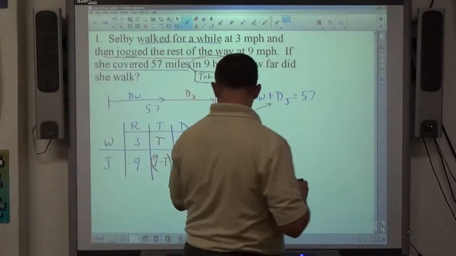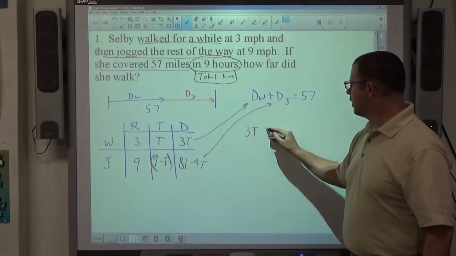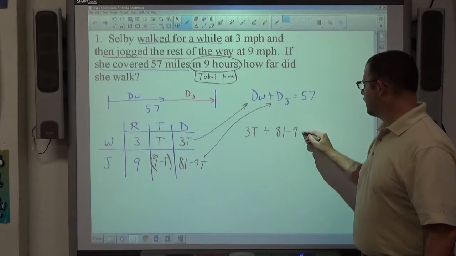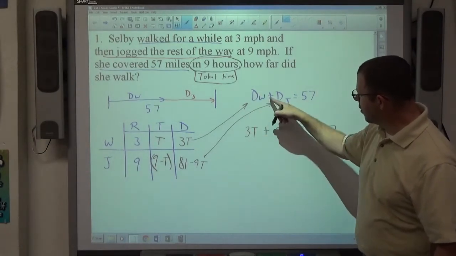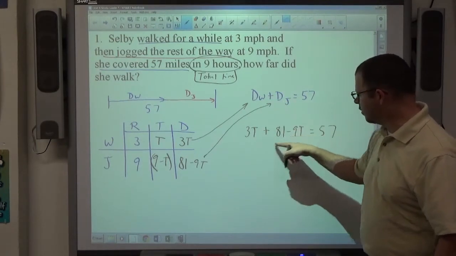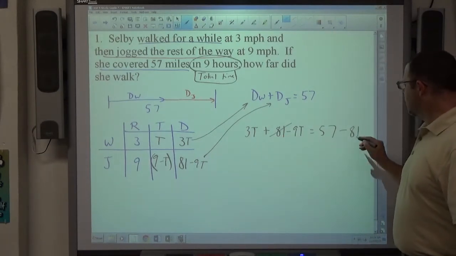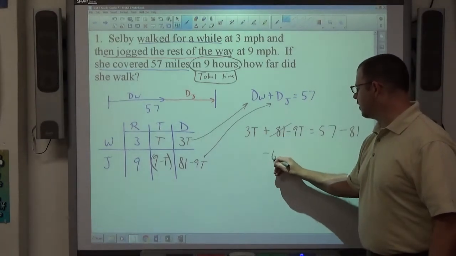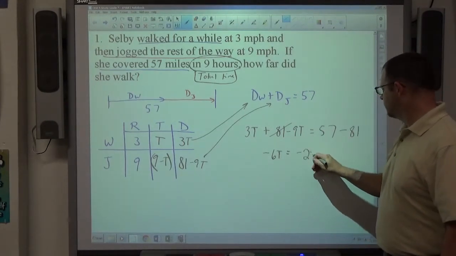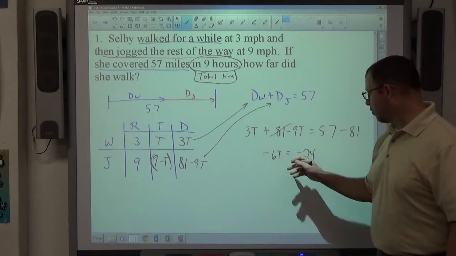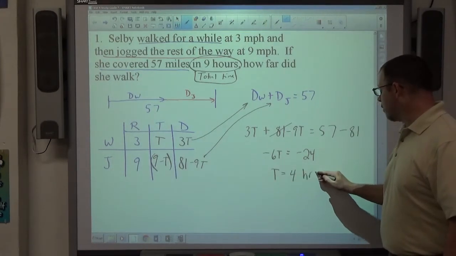So at this point, I take those two expressions. 3t is her walking distance. 81 minus 9t is her jogging distance equals 57. So this equation, there's dw plus dj is both of these objects, equals 57. Move the 81 to the other side, so that makes 3t minus 9t is negative 6t. 57 minus 81 is negative 24. And then 24 divided by 6 is equal to 4. They're both negative, so you get a positive. t is equal to 4 hours.